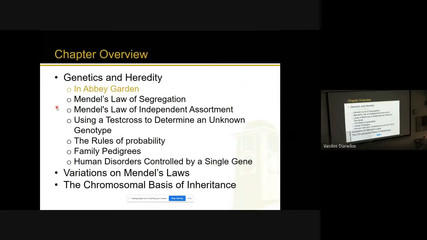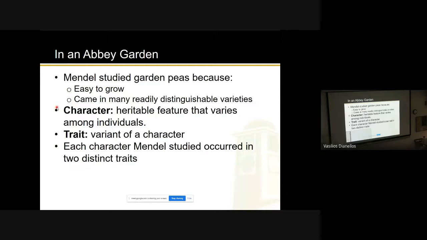All right. He did his work in a place called Abbey Garden. So that's why your book titled this little section, In Abbey Garden. Mendel studied garden peas. You don't need to know that. I'm not going to ask you about what he studied. We are going to talk about why he studied garden peas and how it worked. But for the grand scheme of this semester, it's not important to remember what kind of plant he used. But why did he do it?